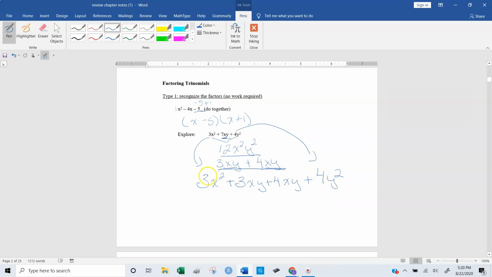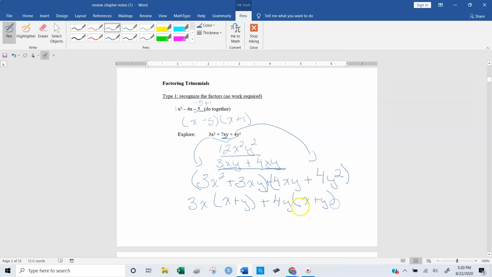Now you're going to use your grouping method. I know it's been a while, but you can do this. You take the first two and the last two and you group them together. The first two have what in common? A 3x. So you take out the 3x, leaving this with x plus y. Now you do the same thing on your last set. What do they have in common? Oh, 4y. So you take out your 4y, leaving you with x plus y.